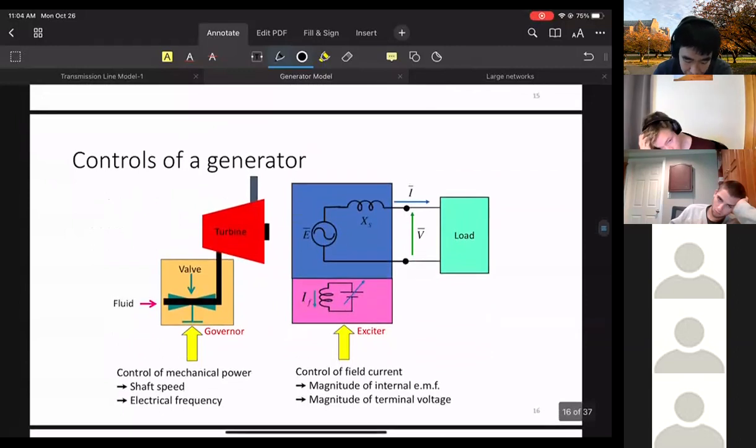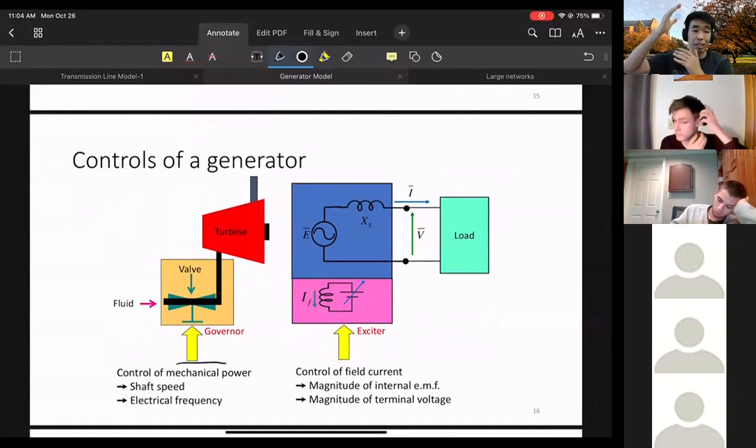The controls we have: basically, we have two controls for our generator. One is a mechanical control. Let's say I want to push more or less power out of this generator. What you normally do is open or close a valve. If it's a steam generator, you open and close a valve as steam comes in to change how much power you're putting into the generator. So this is the control of mechanical power. This is a feedback loop that controls the valve, called the governor control.